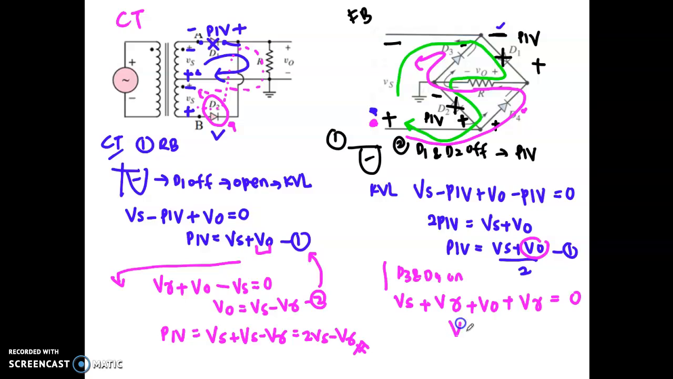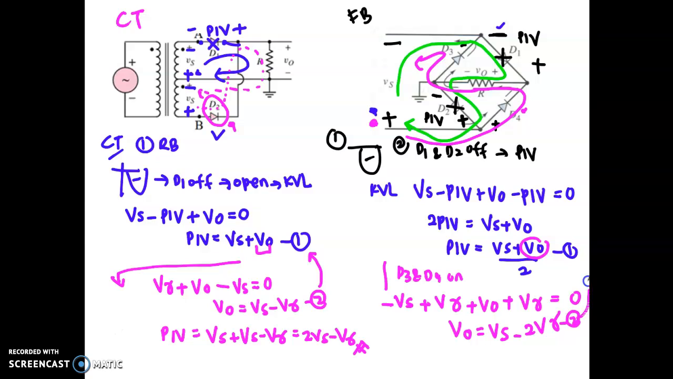So you have here V out equal V. Okay, sorry, this is minus because you're starting from here, right? So minus Vs plus V gamma plus V out plus V gamma equal to 0. So you can get your V out equal to Vs minus 2V gamma. Okay, so this will be equation number 2.